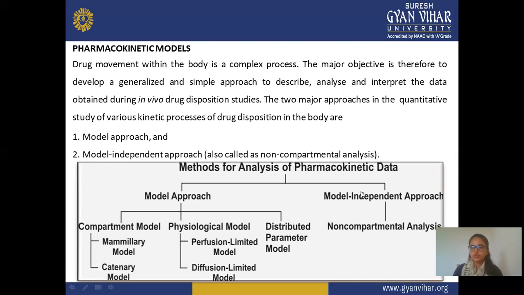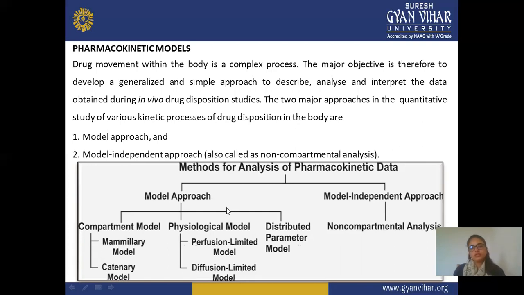Model independent approach is also known as non-compartmental analysis. So these are the two types of pharmacokinetic model: the model approach and the model independent approach. The model approach is further divided into three types: first is the compartmental model, second is the physiological model, and third is the distributed parameter model.